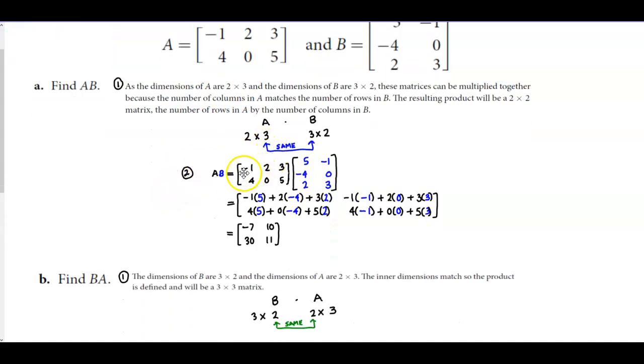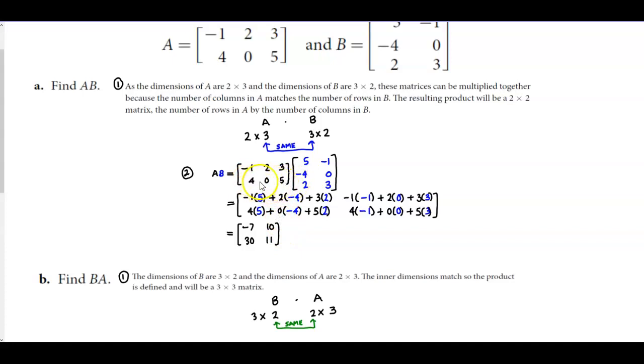So here we're going to take A and multiply it by B. So we have the first row times the first column. So -1 times 5 plus 2 times -4 plus 3 times 2. So -5 minus 8 plus 6 gives you -7. Then we're going to take row 1 and multiply it by column 2. So -1 times -1 plus 2 times 0 plus 3 times 3. So we get 1 plus 0 plus 9, which gives us 10.